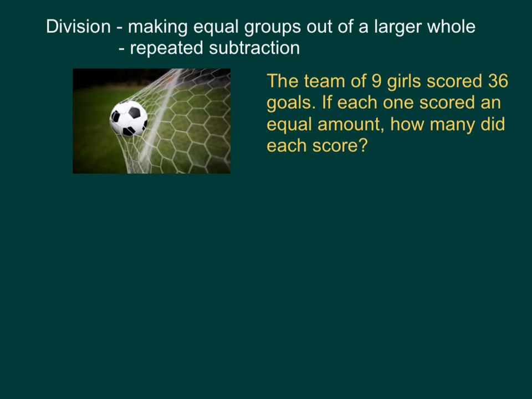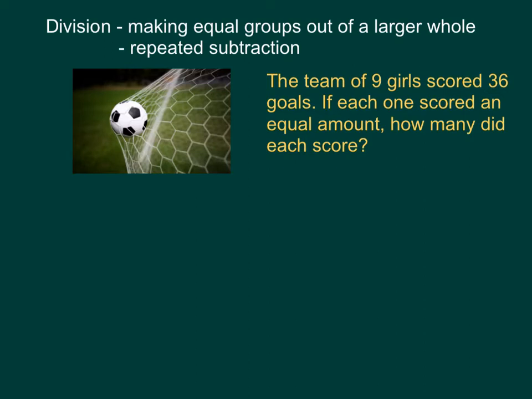So basically, as we see here, division is just making equal groups out of a larger whole. Just like multiplication was repeated addition, division is repeated subtraction, is one way that you can do it. So basically, if it gives you a whole amount and it wants you to break it up into smaller groups, that's going to be division.